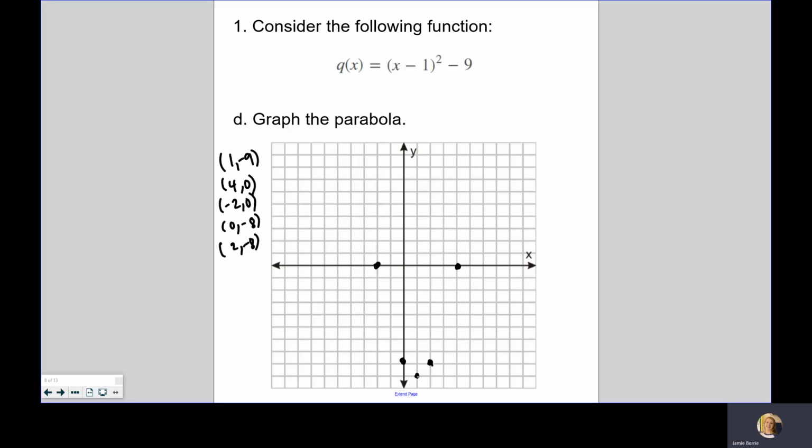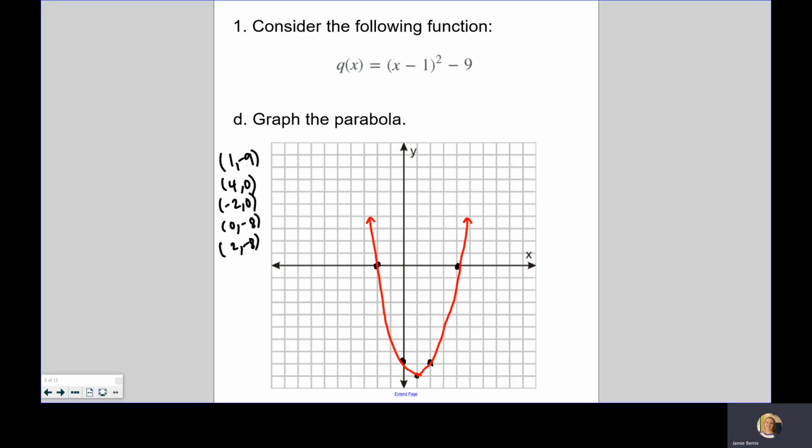Just do the best you can. It doesn't have to be perfect. Mine's probably going to look really janky. There we go, my right-hand side of my parabola. Being super careful. There we go. Left-hand side of my parabola.